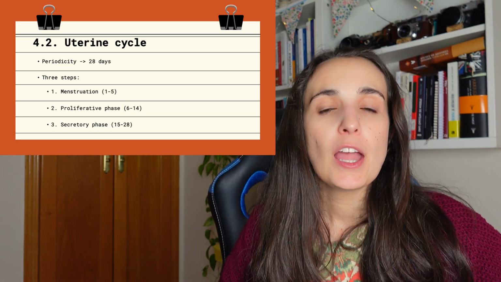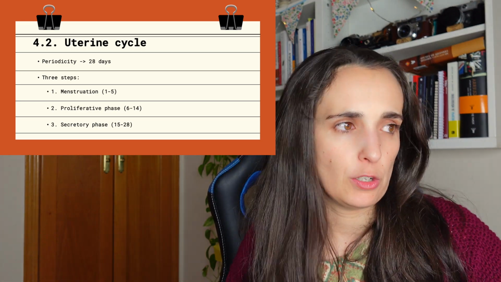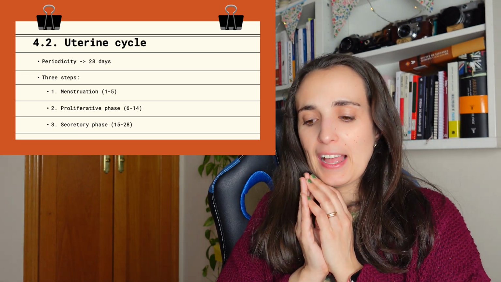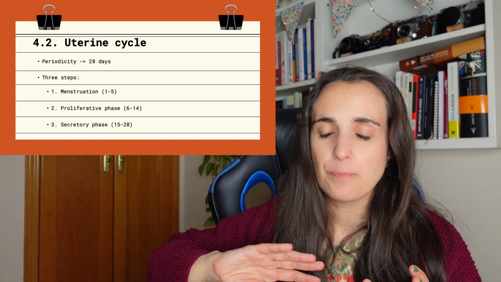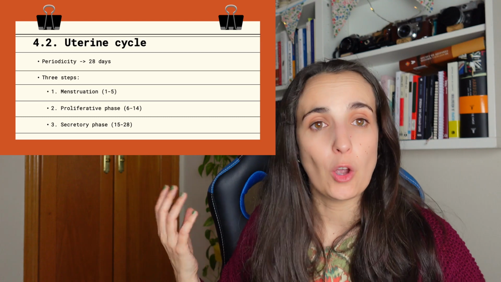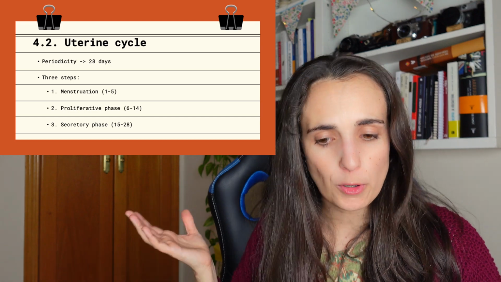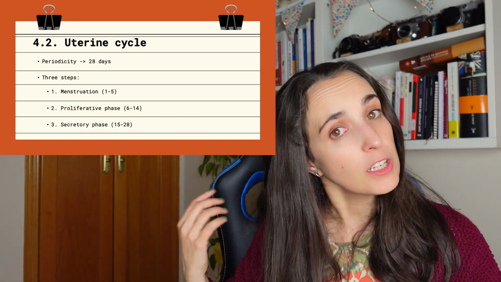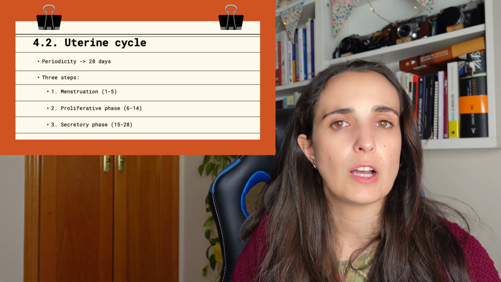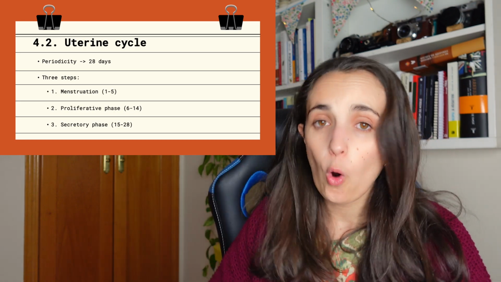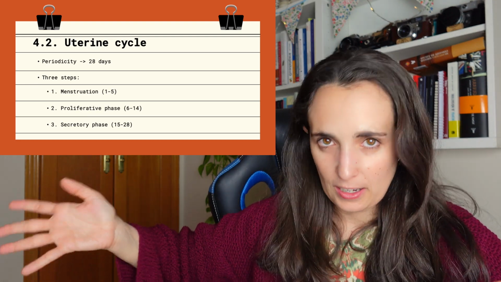Now let's talk about the uterine cycle, but before, let's see some information. We will come back to this picture later. The uterine cycle happens at the same time as the ovarian cycle, but they are different. The ovarian cycle happens in the ovaries. Hormones are released from the ovaries, as well as the ovule. The uterine cycle happens in the uterus, and is the process of preparing the uterus to receive a fertilized ovule, if so, or to prepare for menstruation if no fertilization has happened.